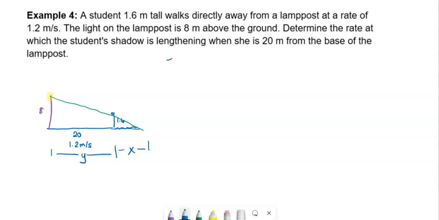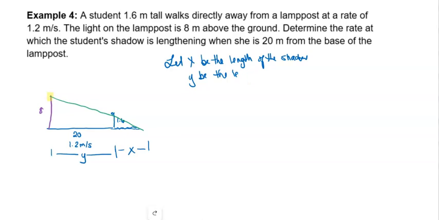And I'm going to write that down. Let x be the length of the shadow, y is the distance to the lamp. Okay. And I also know, it's given in the question, that the rate that they're moving away from the lamp is 1.2 meters per second. And what I'm looking for, what I don't know, is the rate of change of the shadow.